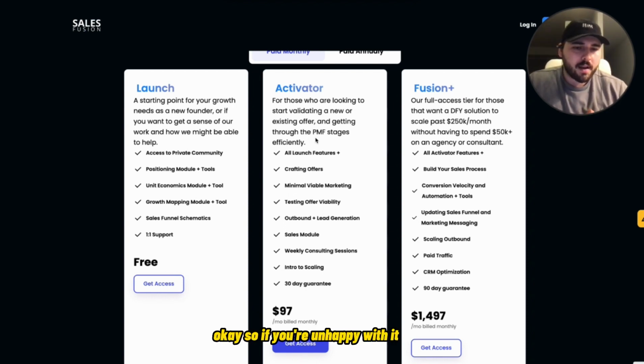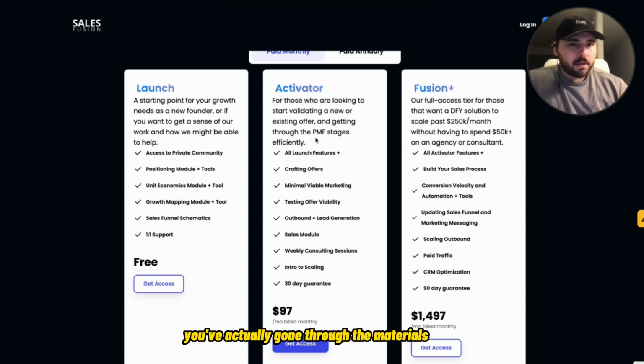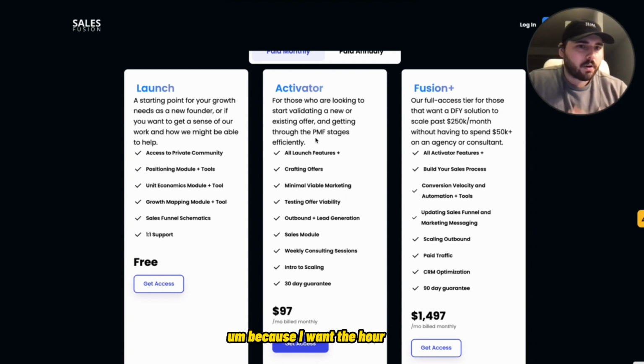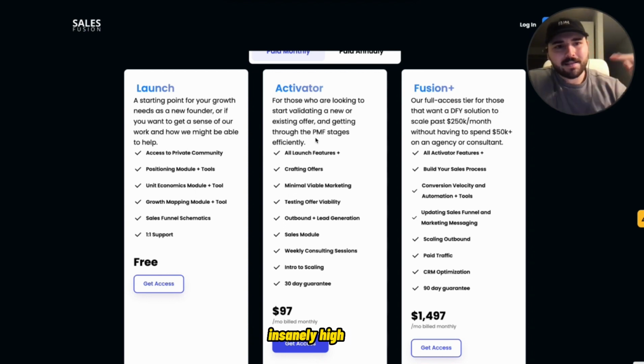Okay, so if you're unhappy with it for any reason and you are not getting value from it, whatever the case may be, you've actually gone through the materials, you've implemented some things, we can see that, we'll actually just give you a refund, okay? And then that one there, again, it's only $97 per month, because I want the ROI on that to be insanely high, as with everything here.